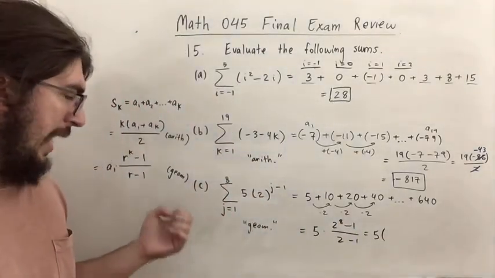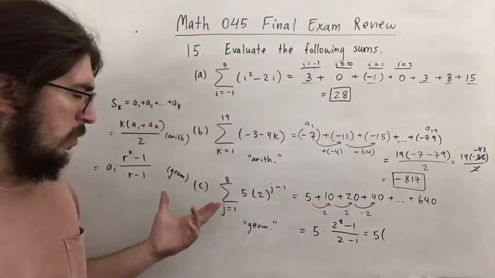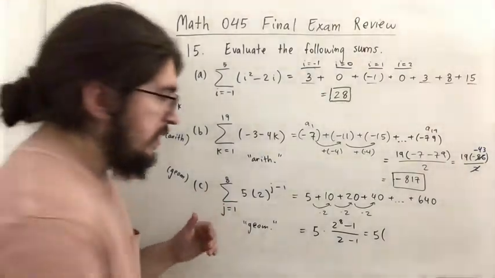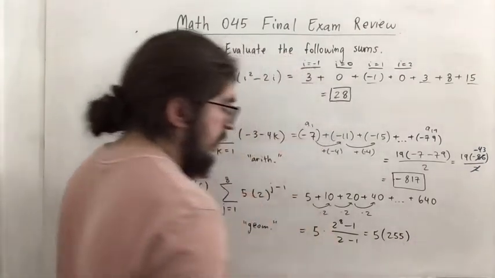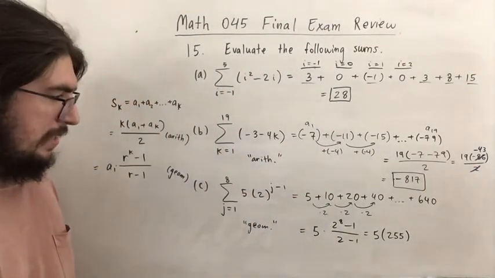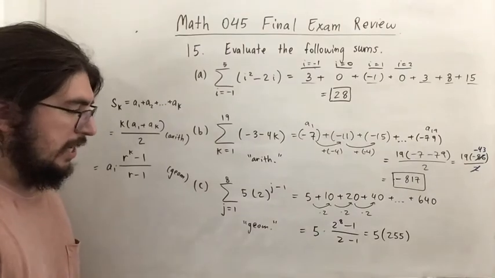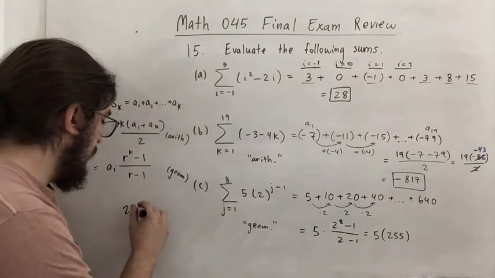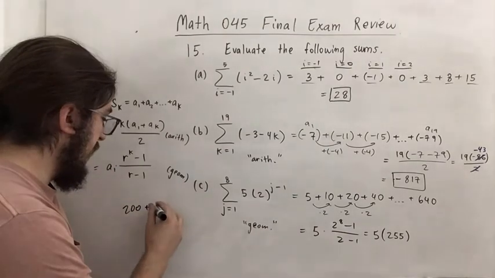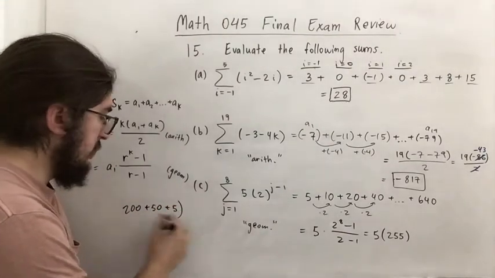Now, I said 2 to the 7th was 128. 2 to the 8th is going to be 256. So 256 minus 1 is 255. So what the heck is that? Well, again, I don't want to use a calculator, so I'm just going to do this by multiplying 250 and 5 and then adding those.